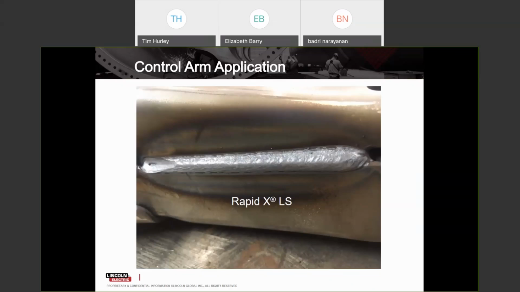And this is from a real world type application, a control arm, where you can see there's almost no silicate island formation on the weld and gives a really nice, clean appearance in an actual joint, which you would typically see in the field.